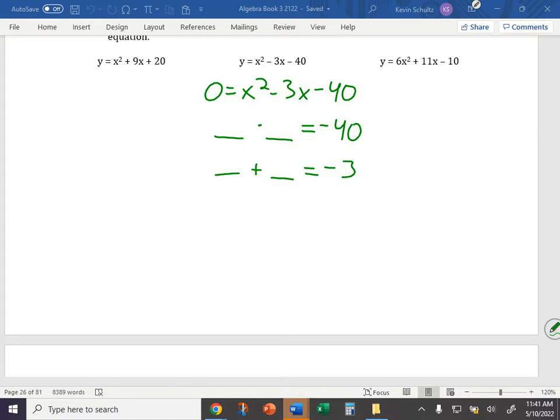What's the magic combination here? Sarah? 5 and 8. And since we've got a negative 40 here, one of them's got to be negative. Which one, 5 or 8, will have to be negative to get that negative 3 when you add those numbers together? Negative 8. Right? Negative 8 times positive 5 is negative 40. Negative 8 plus 5 is negative 3.